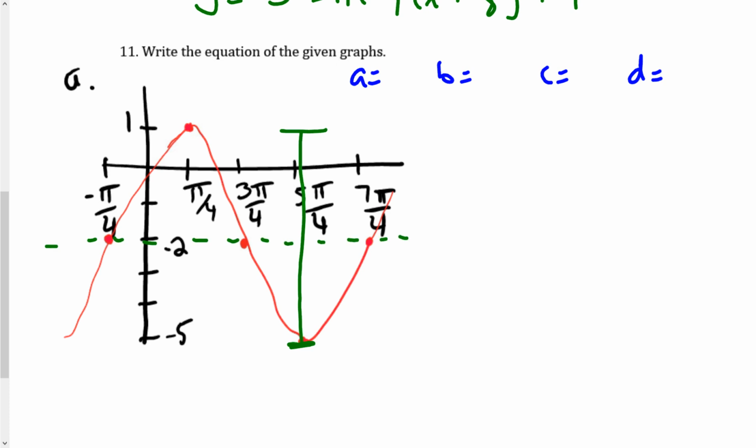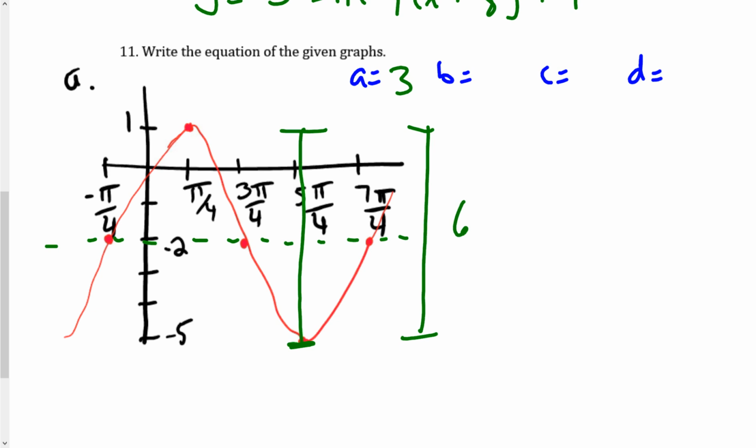Okay, so what you can do is 2 different things. You can find how far it is from the very top to the very bottom, and then just divide that by 2, and that's your A. Or you can find this middle and then find the distance from the middle to the top, or the middle to the bottom, and that's your A. Okay, so 1 to -5, that's a distance of 6, right? So I take that distance of 6, and then I divide that by 2, so I get 3, so my A is 3.